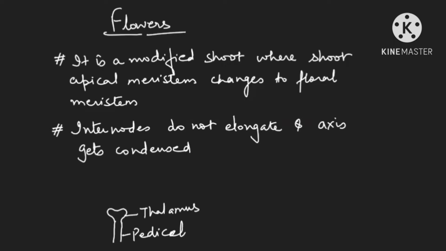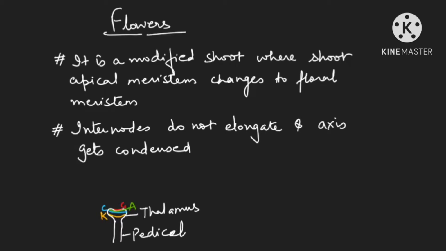So it is a modified shoot. How will we justify this? Just try to understand here. Here we find that whorls are present, like calyx, corolla, androecium, and gynoecium. So these are modified leaves. This is one whorl where the calyx is present. This is another where the corolla is present. Then the next whorl is the androecium. And the last, innermost whorl is the gynoecium. So all these are modified leaves.